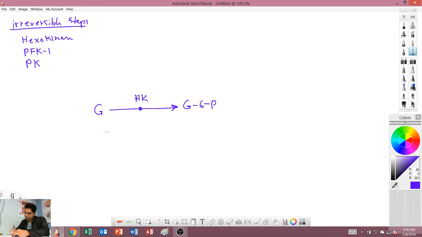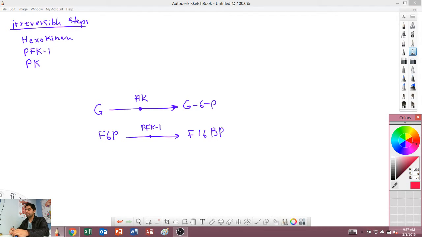Now, fructose 6-phosphate is converted to fructose 1,6-bisphosphate with the help of PFK1. And again, it's an irreversible step. The same enzyme cannot do the reverse. Yes, Sam? Isn't that also the rate limiting step? PFK1 is the rate limiting step, yeah. Do we need to know that? Yeah.